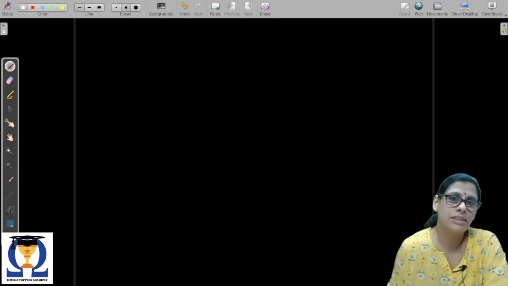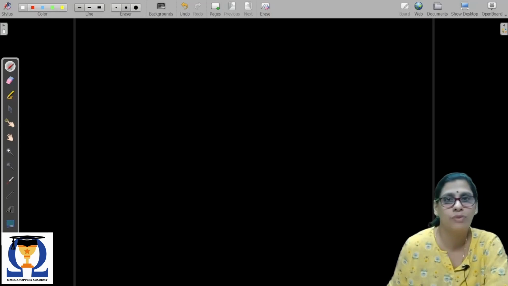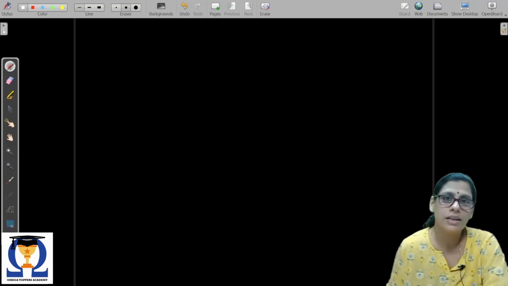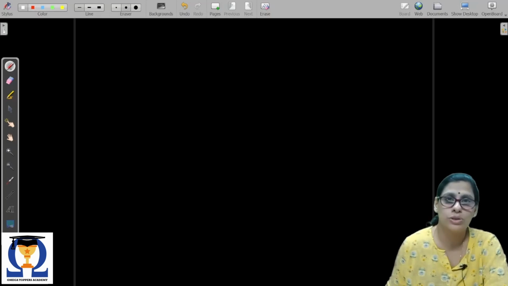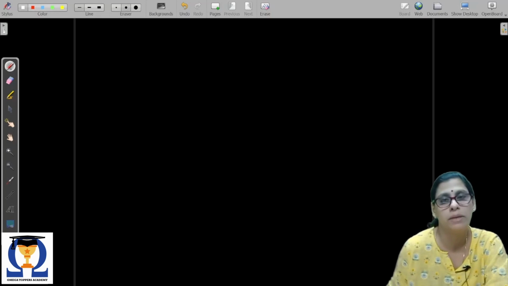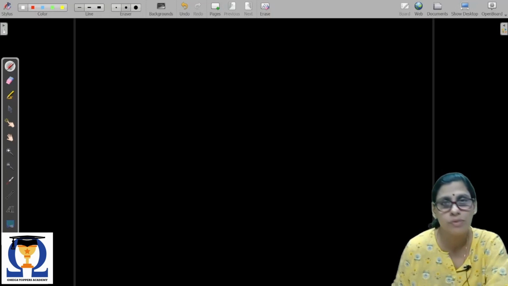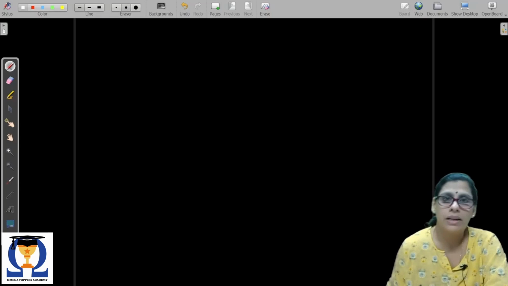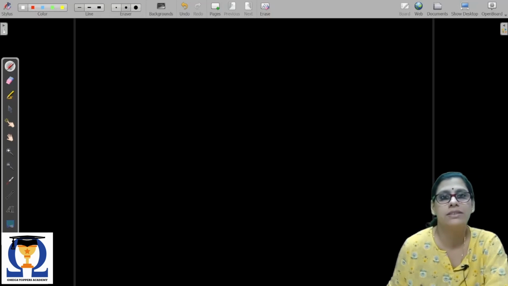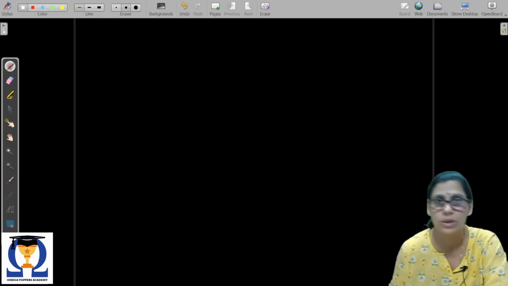Electricity is nothing but the flow of electrons in a circuit, where the circuit is a closed loop. So what is this closed loop? The closed loop is made up of a conductor through which the electrons will flow. So mainly we can define electricity as the flow of electrons in a circuit.